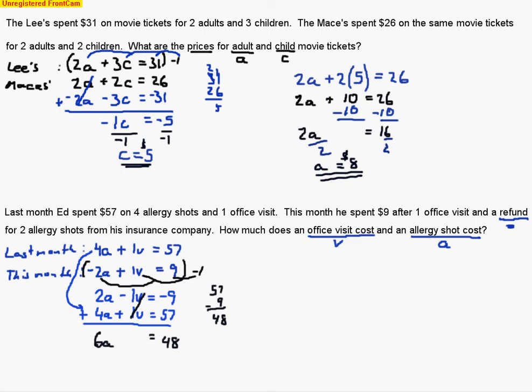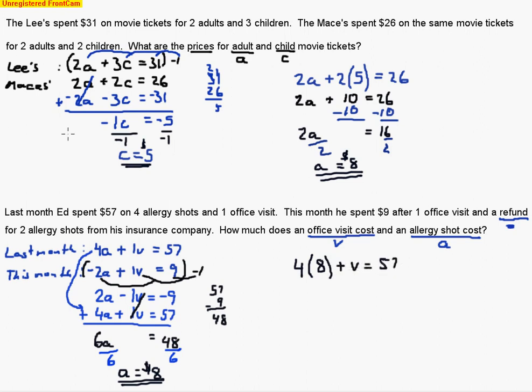So from there, we go ahead and do our division. Divide by 6, and then we've got 8 as the cost of an allergy shot. $8. A equals 8. So $8 for the allergy shot. We've got that. Now we just need to find the cost of a visit. Well, the easiest one, I think, to substitute into is one of these original equations up here. I'm going to pick last month's equation. So I'm going to write 4A, but instead of A, I'm putting 8. And then plus 1V, so just V equals 57.